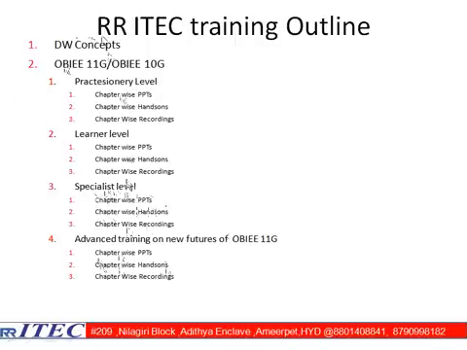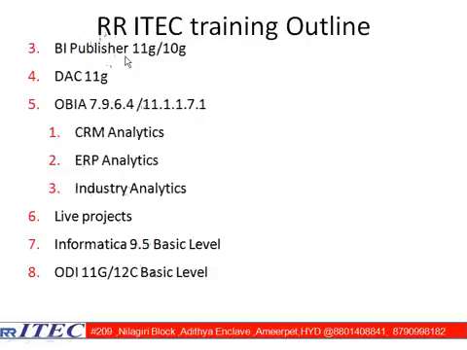Once all these 4 levels are completed, we go for BI Publisher. We are covering BI Publisher for both 11G and 10G. Then we are going to teach DAC 11G. And for OBIEE, 2 versions are available. As I said previously, 2 flavors are available: the Informatica and OBIEE combination, and the ODA plus OBIEE combination. The 7964 version is the Informatica plus OBIEE combination.